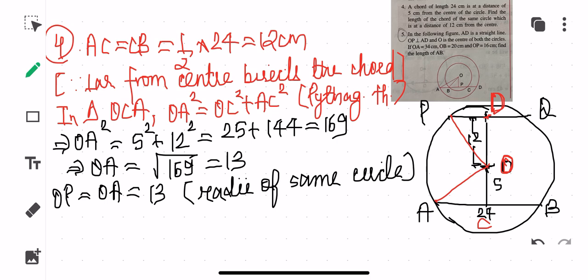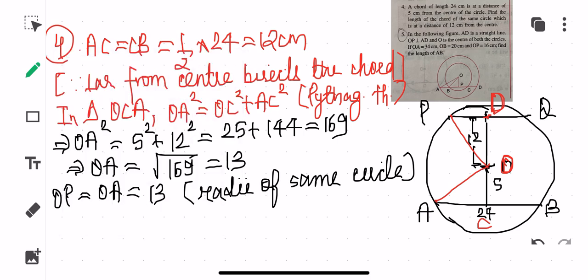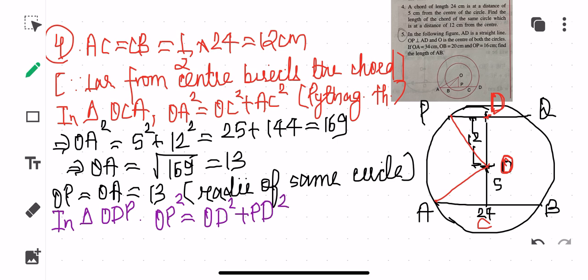Okay, so once you are done with this, we'll be now moving to the next triangle, that is triangle ODP. Now write down, in triangle ODP, you will be writing down OP square is equal to OD square plus PD square. Okay, and this is by what? This is by Pythagoras theorem. You have to specify these things, children.